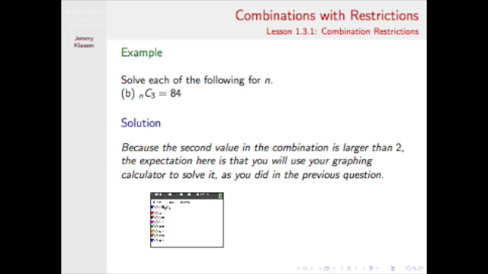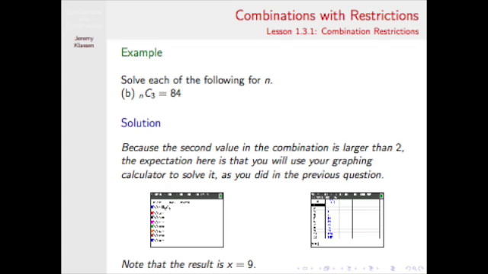So, once again, press Y equals, and in Y1 you're going to enter x choose 3. Then we press second graph to access our table of values, and we look down the Y1 column, looking for the right-hand side of the equation. In this case, that's 84. And note that in this case, the solution is 9.